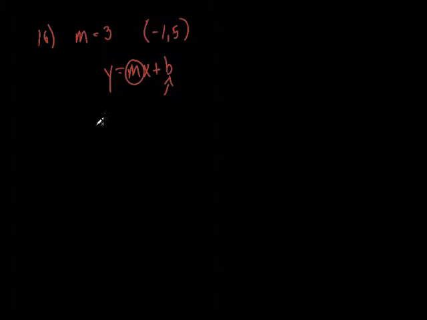All right, so y is what? 5 equals m, which is 3, times x, which is -1, plus b. This works easy. And then that's -3 plus b. Add a 3. b is what? 8. It's not my answer, though, because it says write the equation of a line.